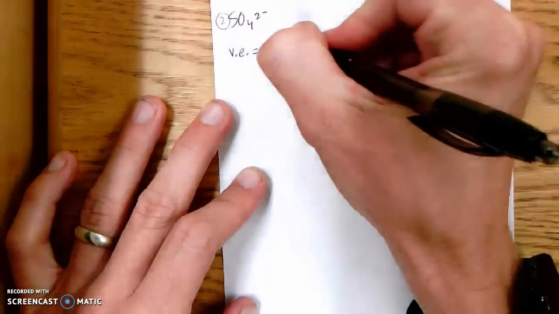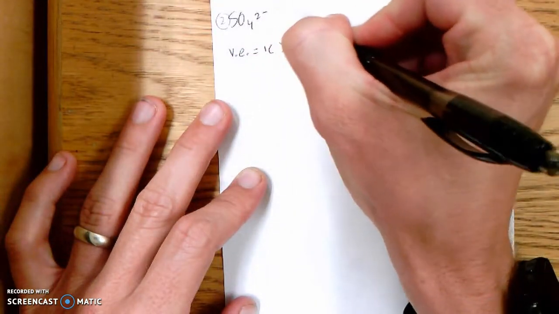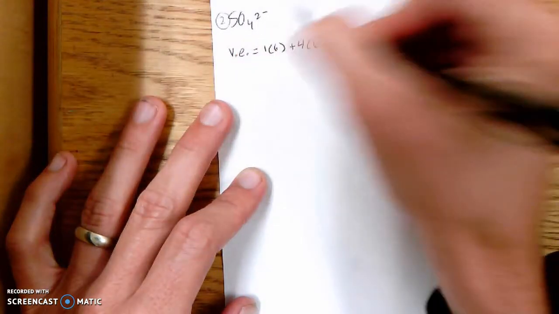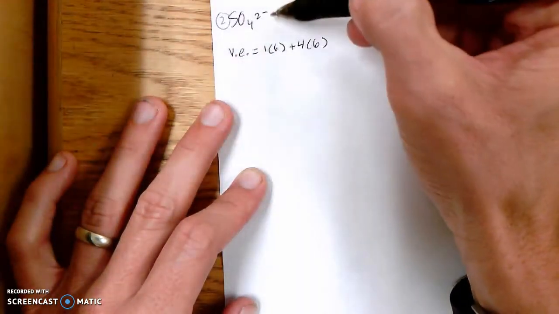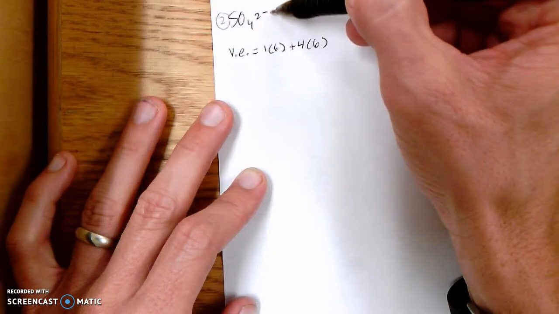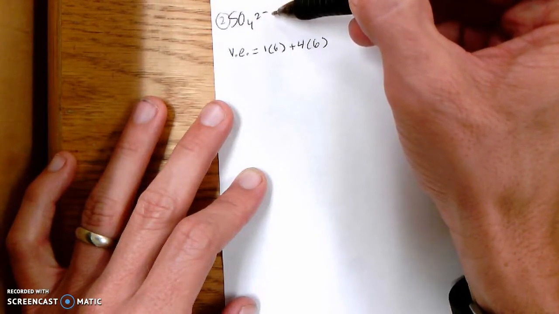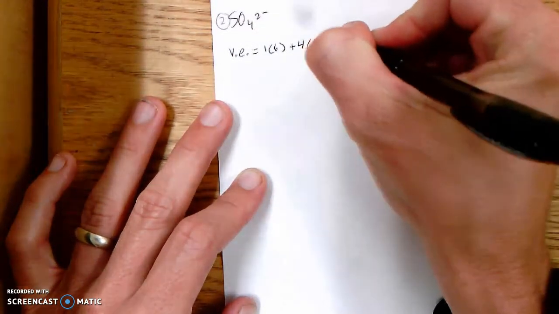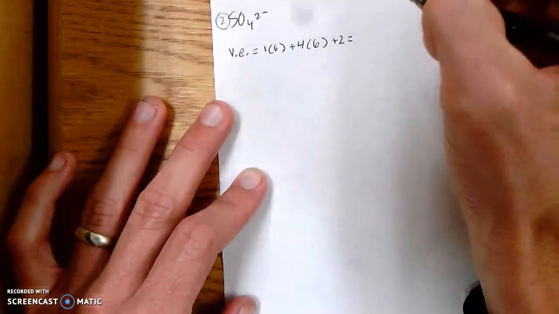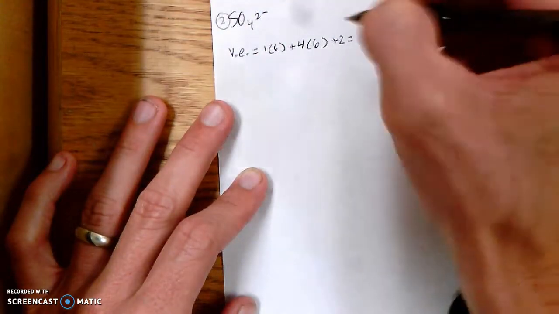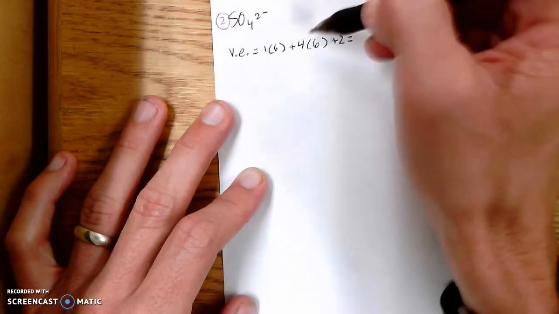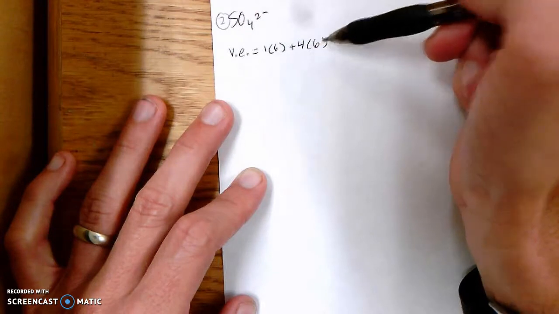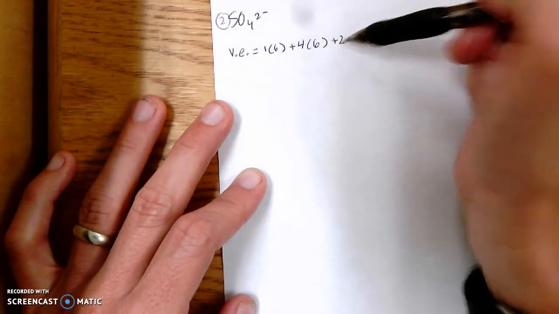1 sulfur, 4 oxygens. Sulfur's in group 6, so is oxygen. And then we have to add or subtract something here. If it's a minus, has it gained or lost electrons? If it's a minus, it's gained electrons, and it's gained 2, so we're going to add 2. Remember, for us, we always have to have an even number of valence electrons to get everybody happy anyway. So if you ever get odd, you did something wrong. So 6 plus 24 is 30, plus 2 is 32.